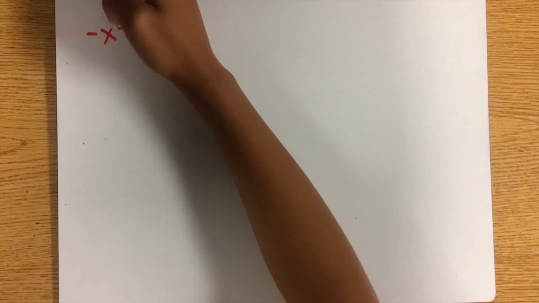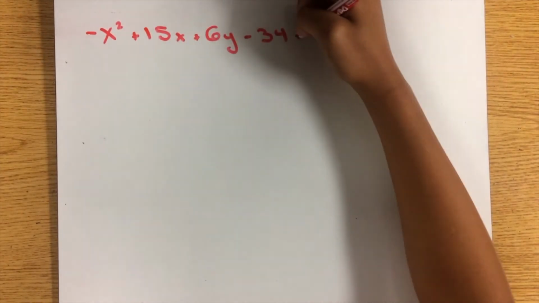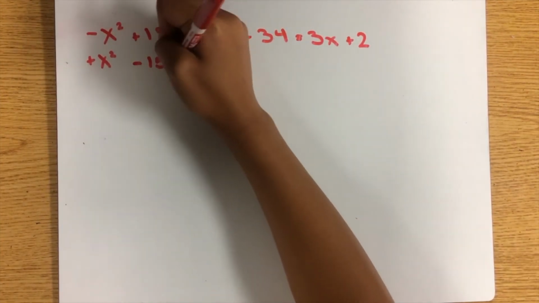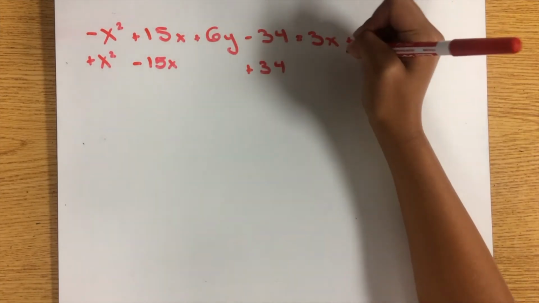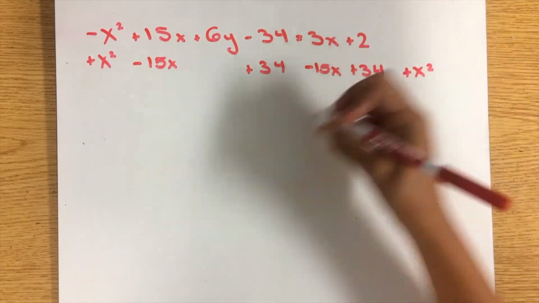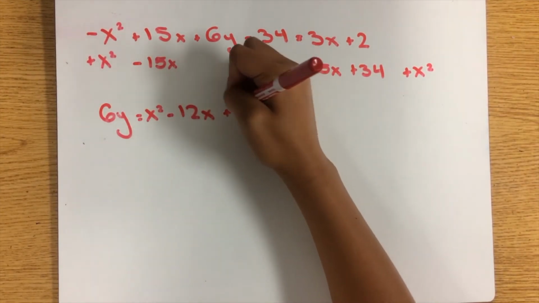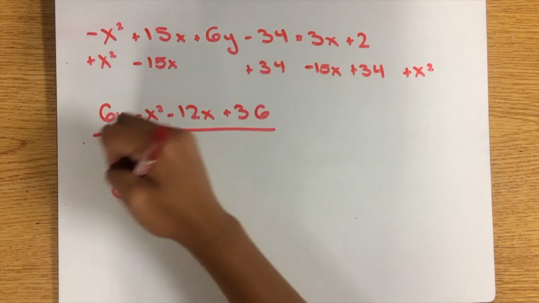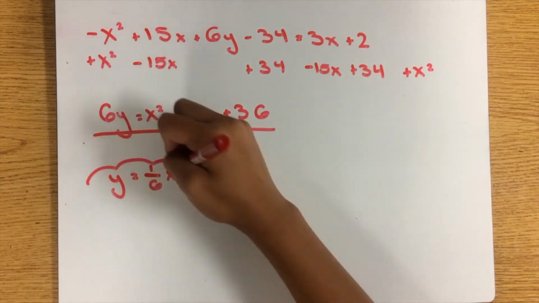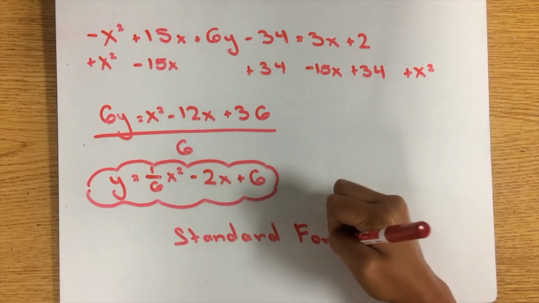Given the equation negative x squared plus 15x plus 6y minus 34 equals 3x plus 2, we want to get this equation in standard form, so we need to isolate y. First, we start by adding everything on the right side except for 6y to the left side of the equation. Now we have the equation 6y equals x squared minus 2x plus 36. To completely isolate y, we need to divide everything by 6 to get y equals 1 over 6x squared minus 2x plus 6. Now our equation is in standard form.